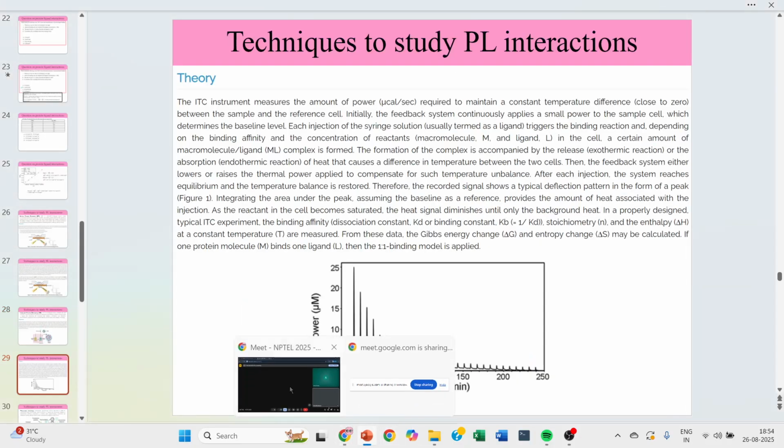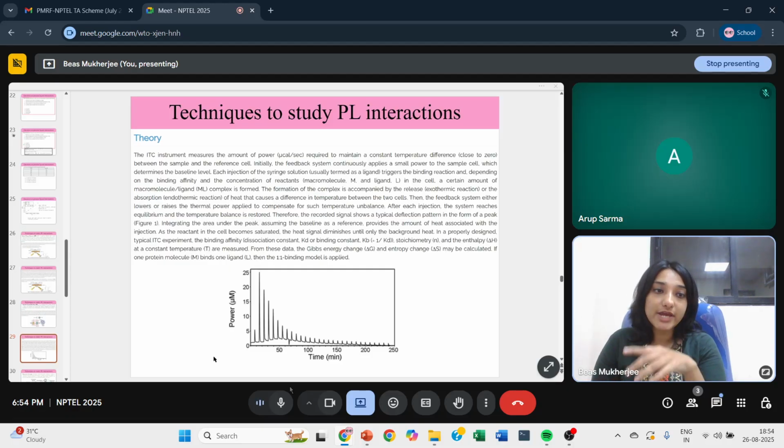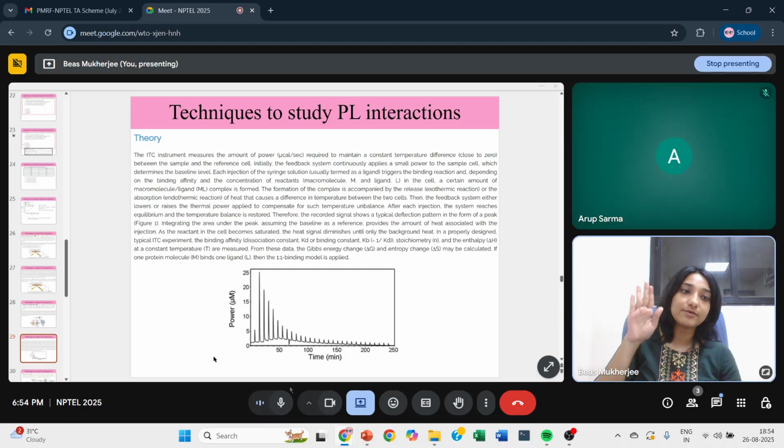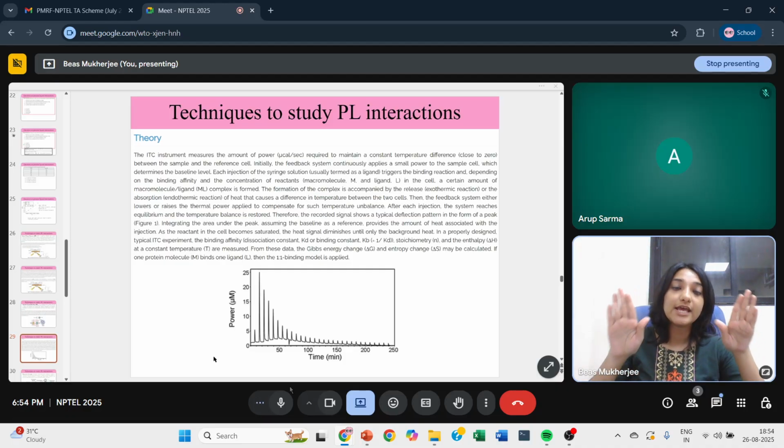See, the data that you get comes in this form. The ITC instrument measures the amount of power in microcalories per second required to maintain a constant temperature difference that is close to zero between the sample and reference cells. You saw two cells, right? There was this reference cell, there was this sample cell. Initially both of them are at the same temperature.